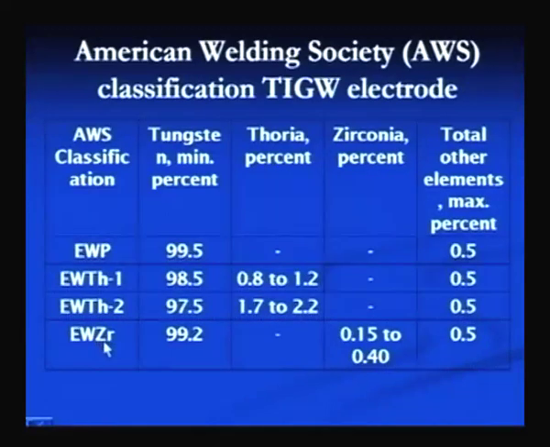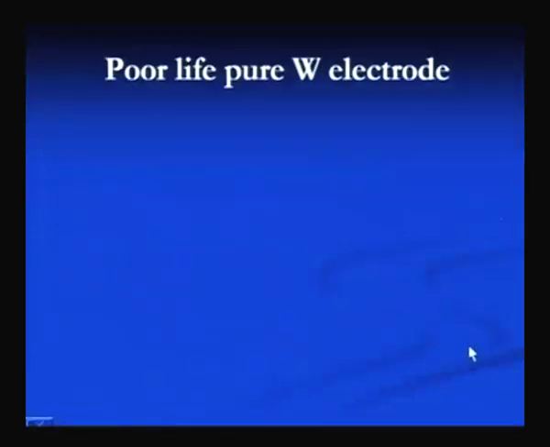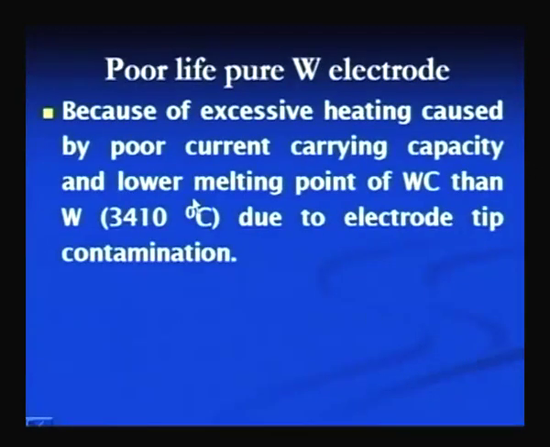And the zirconium coated tungsten electrodes can have a minimum percentage of tungsten of 99.2 and zirconium of 0.15 to 0.4, and the maximum percentage of other elements is 0.5.